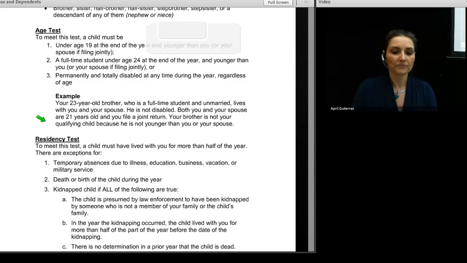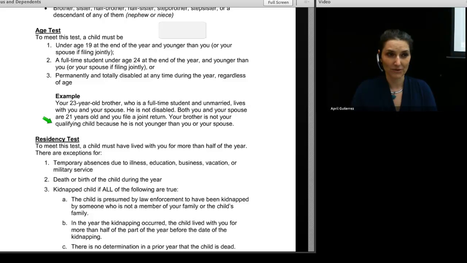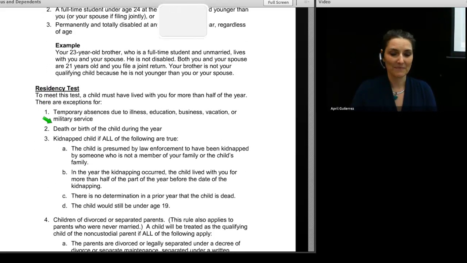Here's an example. Your 23-year-old brother, who is a full-time student and unmarried, lives with you and your spouse. He is not disabled. Both you and your spouse are 21 years old and you file a joint return. Your brother is not your qualifying child because he is not younger than you or your spouse. He could be your qualifying relative, but we're not talking about qualifying relative. We're talking about qualifying child right now.